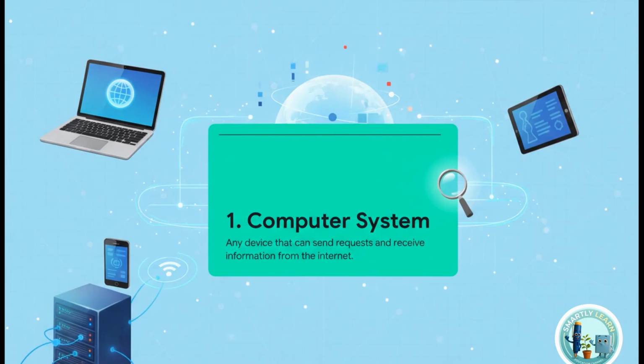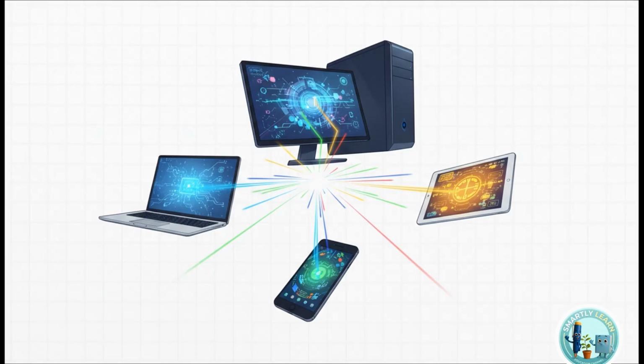First on the list is a computer system. And I want you to think way broader than just a desktop computer. We're talking about any device, your phone, your tablet, your laptop, that can shoot a request for information out onto the internet and then show you what it gets back. And that's really the key thing to remember here. Your smartphone, your tablet, your laptop, they are all incredibly powerful computer systems. Each one is your own personal gateway to the entire World Wide Web.